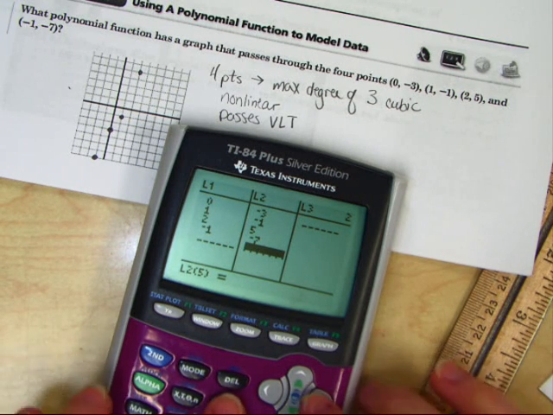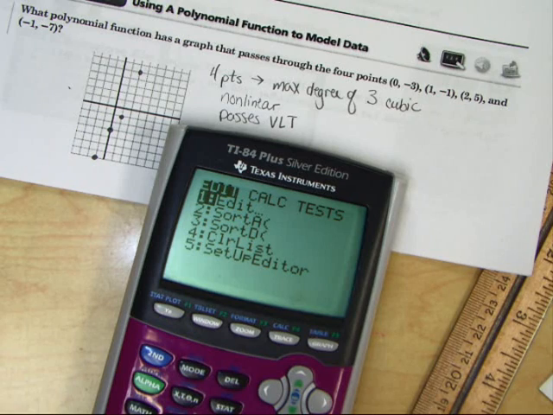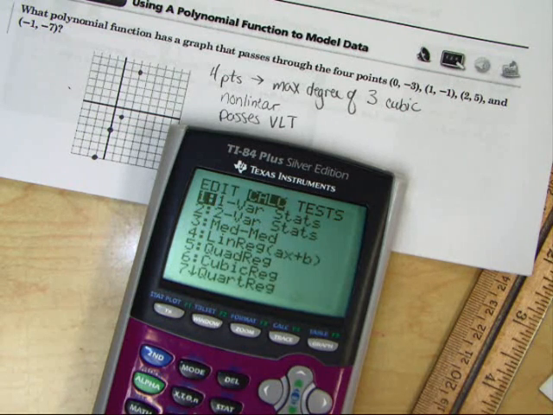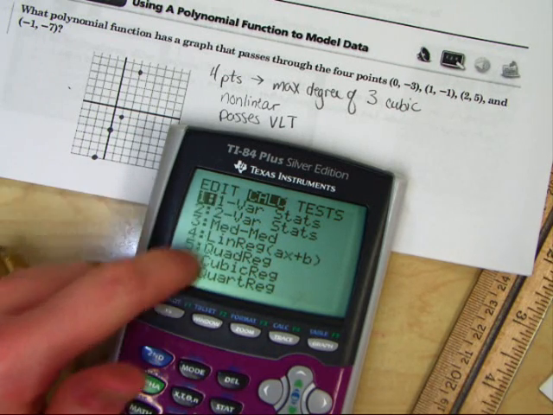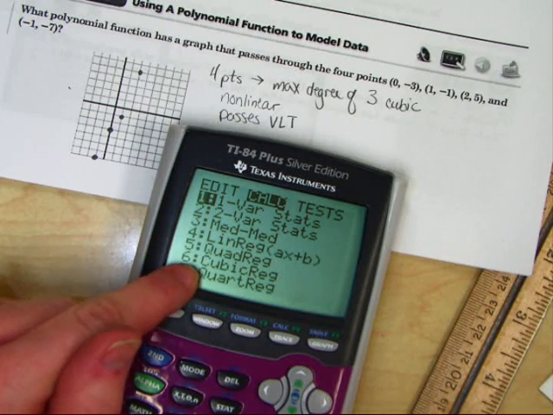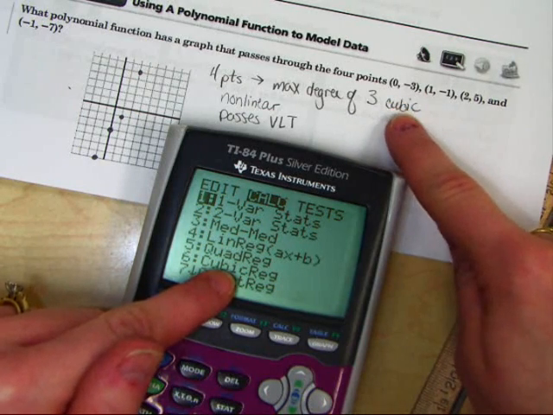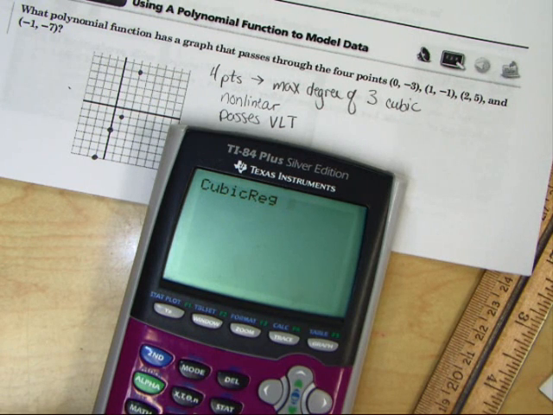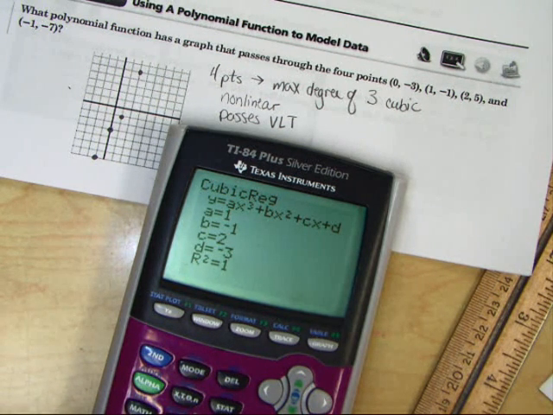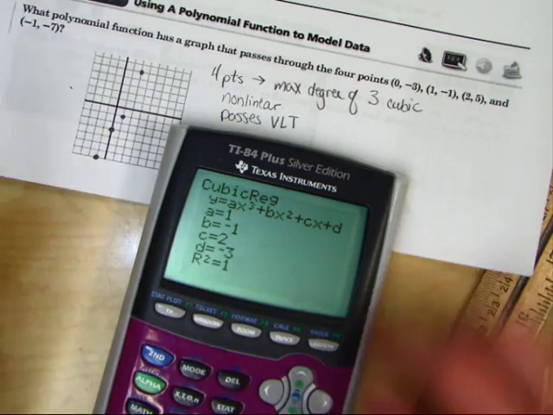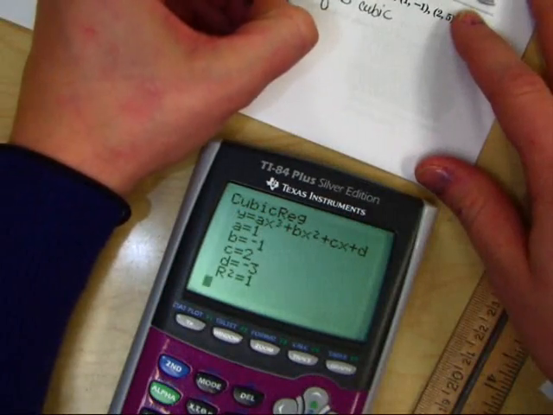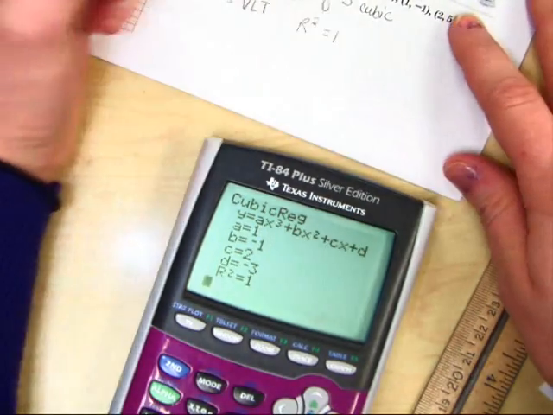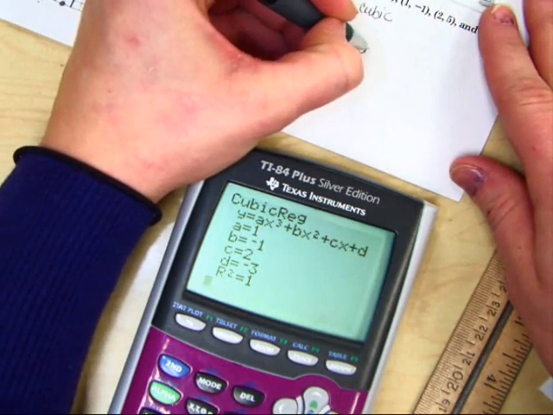Now what I want to do is hit stat. This should be familiar to you. Over to calc. And I'm going to go to number 6 because I believe this one is a cubic, because it has a maximum degree of 3. I get a whole bunch of values, and notice that r squared is 1. I'm going to write that down. R squared equals 1, and that means it's a perfect fit.